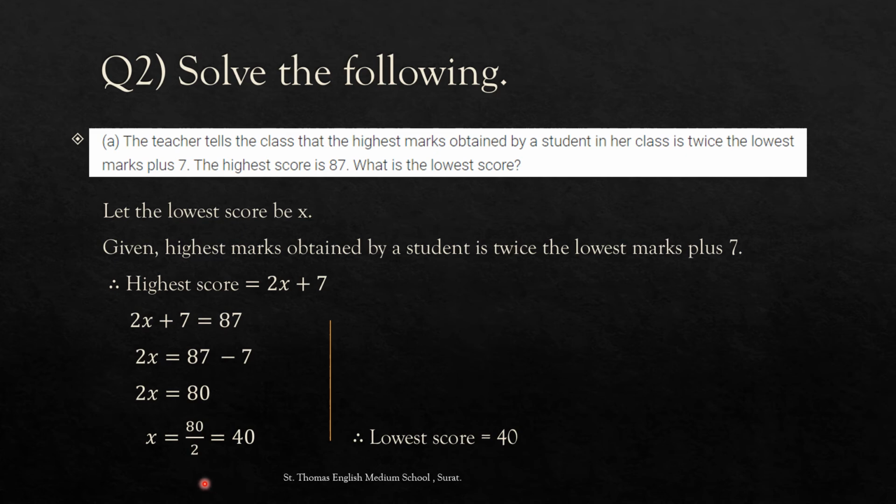And we can cut here: 2 ones are 2, and here 2 fours are 8, and one more 0, that is 40. So what is the value of x? x is equal to 40. What is the meaning of x? We have taken x as the lowest score. Therefore, lowest score is equal to 40. Clear?